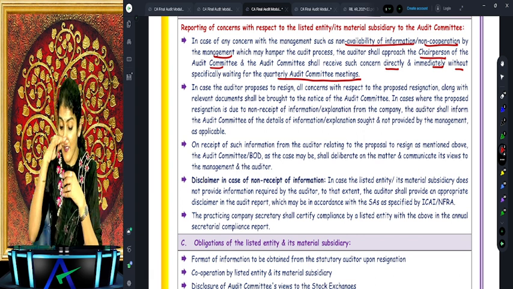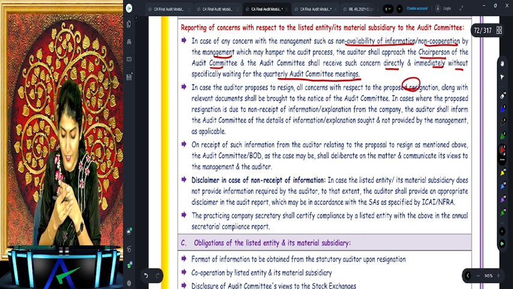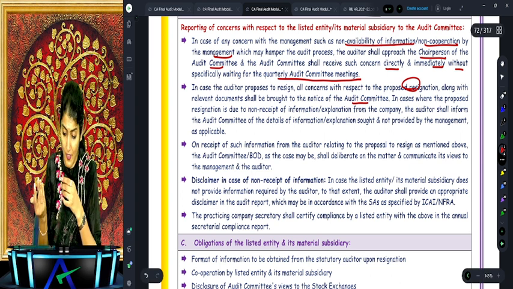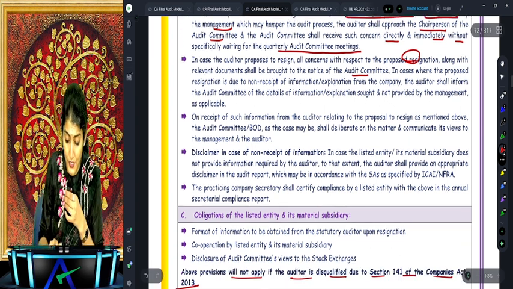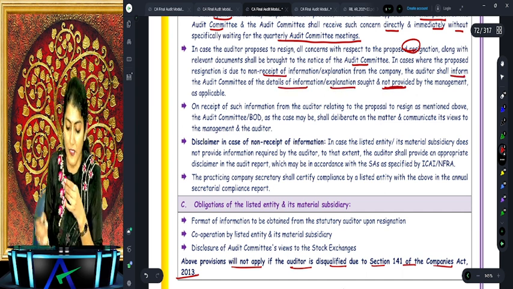Okay, in case the auditor proposes to resign, all concerns with respect to the proposed resignation, along with the documents, first have to be sent to the notice of the audit committee. Where the proposed resignation is due to the non-receipt of information, the auditor will have to inform the details of the information which he asked for and which has not been provided.